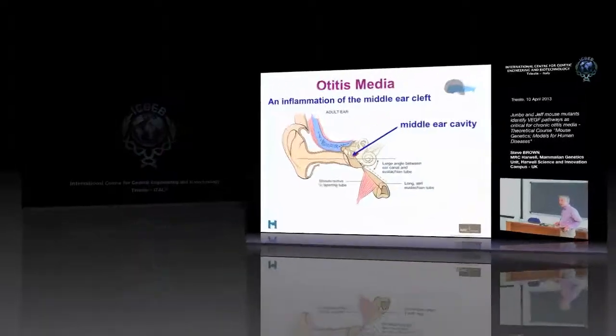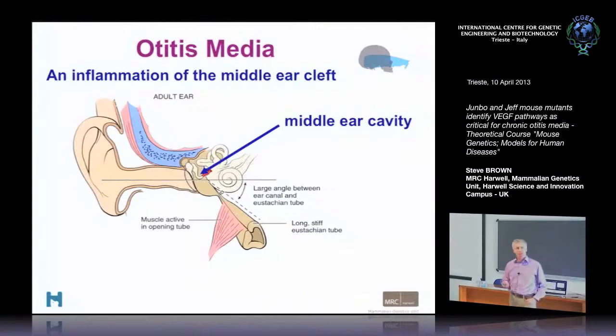So let me tell you something about otitis media and why it's an important disease in children and why the current therapeutic approaches are rather poor and need improving. So otitis media just means an inflammation of the middle ear. And the middle ear is this cavity between the outer ear and the inner ear.